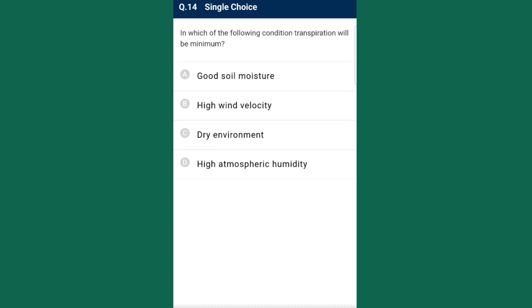Question number 14. In which of the following conditions will transpiration be minimum? Transpiration is the process of loss of water in the form of vapors from the aerial parts of the plants. Transpiration is inversely proportional to the atmospheric humidity. The rate of transpiration would be higher when humidity is low. So the answer is option D, high atmospheric humidity.